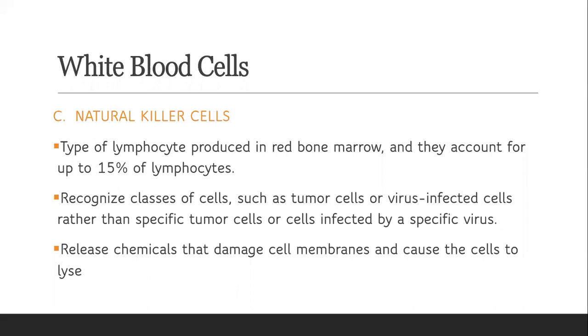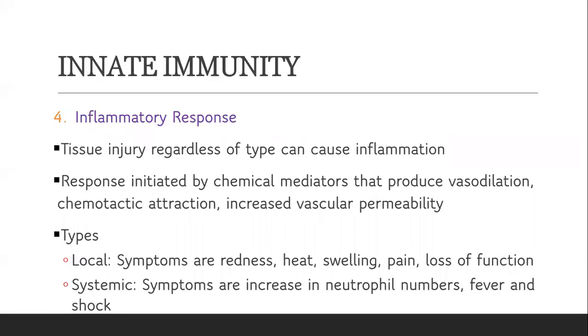Then we have our natural killer cells. So they are type of lymphocytes that are produced in the red bone marrow and recognize classes of cells such as tumor cells or virus infected cells. So they release chemicals that damage cell membrane and cause the cells to lyse.